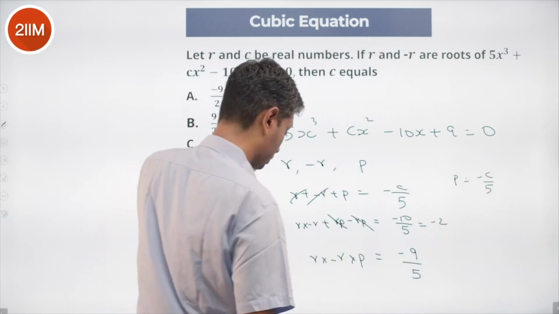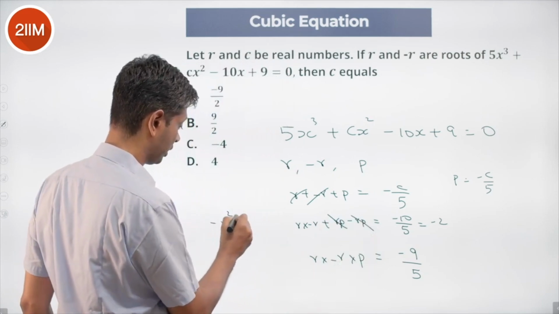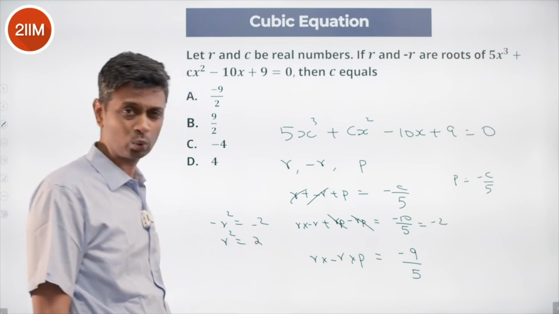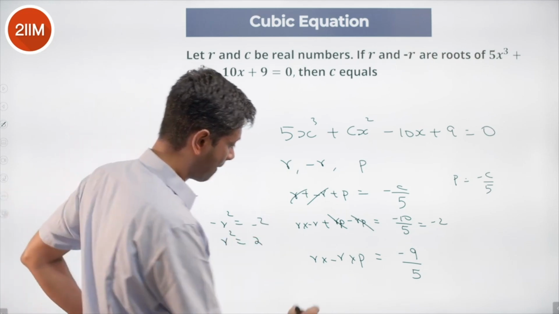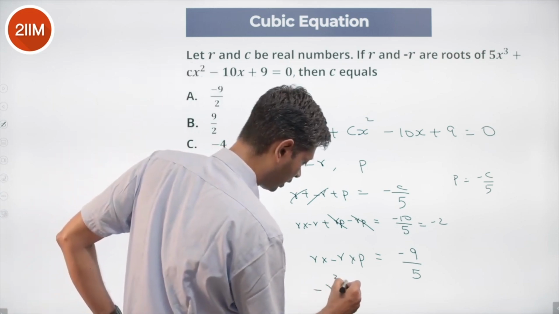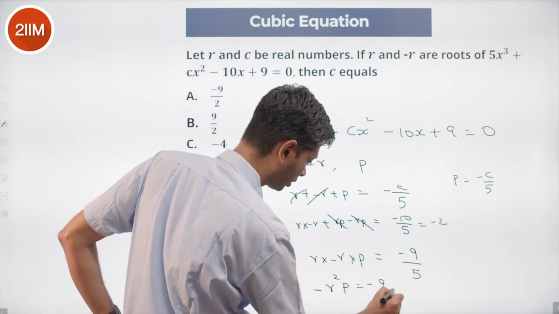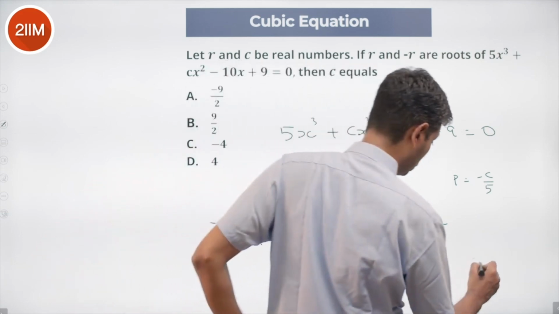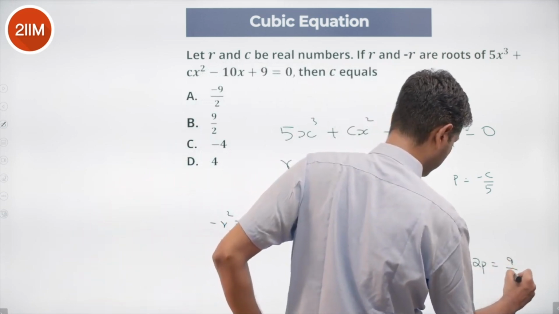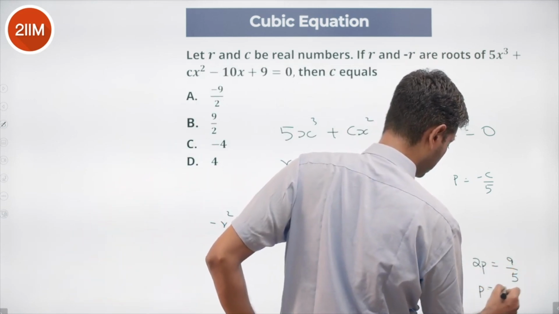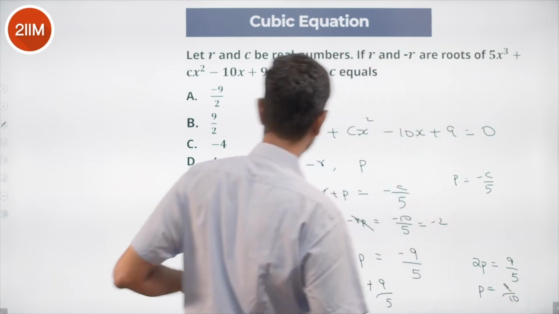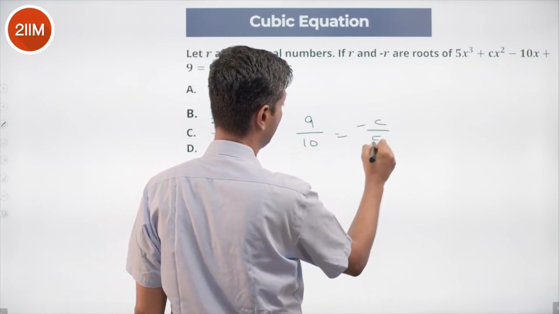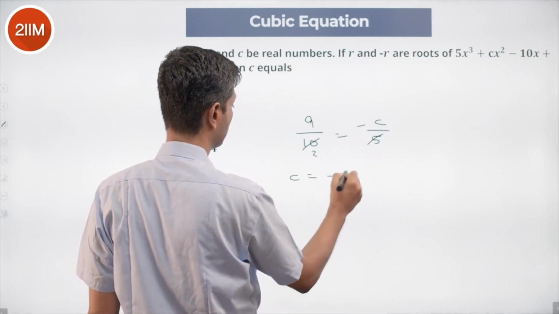rp minus rp is 0, minus r square equals minus 2, r square equals 2, r is root 2. Here we have minus r square into p equals minus 9 by 5. Cancel off the minus, r square is 2, 2p equals 9 by 5, p is 9 by 10. We know p is minus c by 5, 9 by 10 equals minus c by 5, or c equals minus 9 by 2.